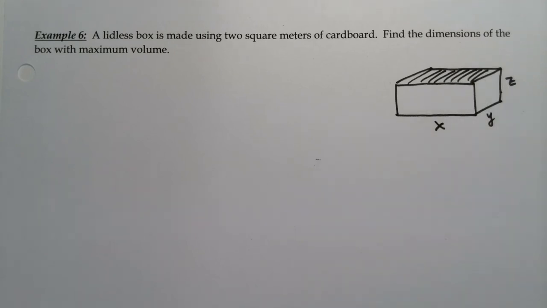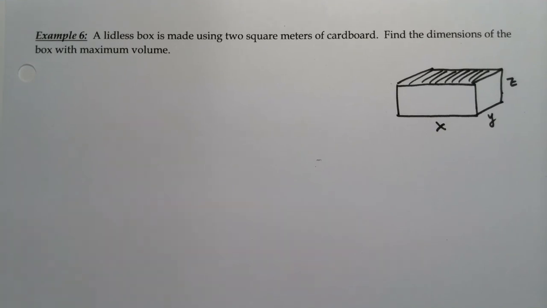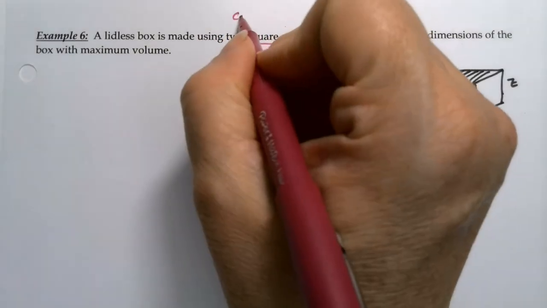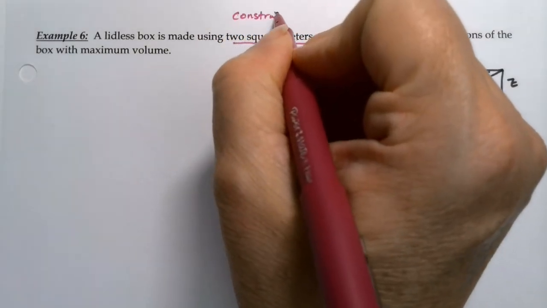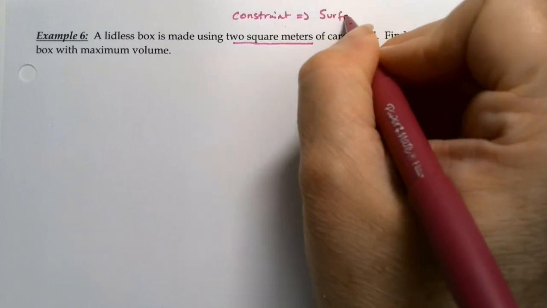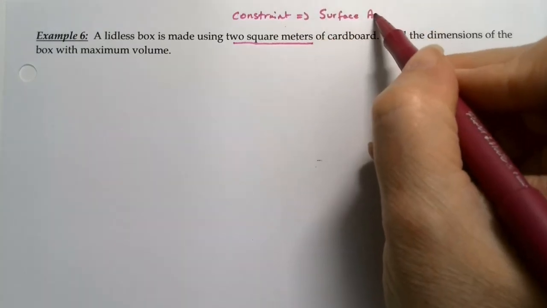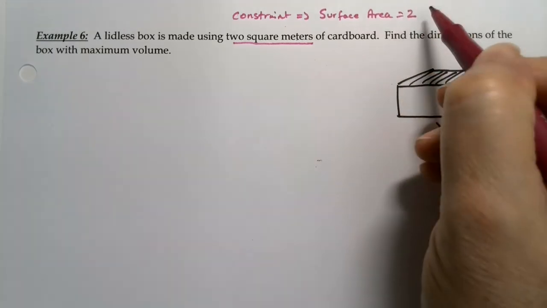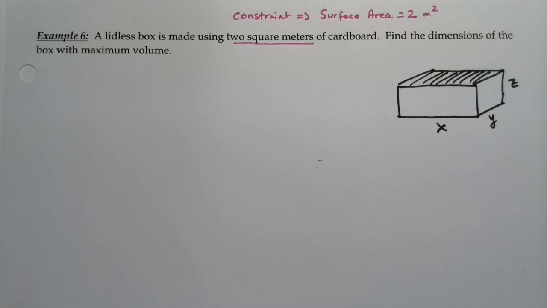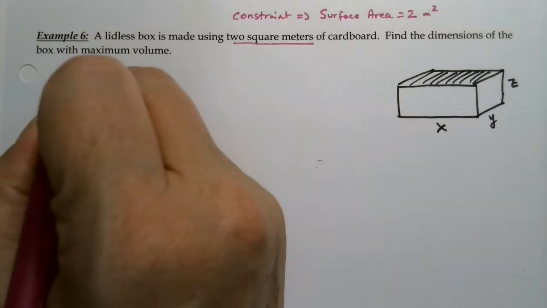Now, if you remember how to maximize, we have a constraint function and an objective function. The constraint is right here. We have 2 square meters of cardboard, so that's our constraint. Is that our surface area is equal to 2. Technically 2 meters squared, but we won't worry about the units until the very end.